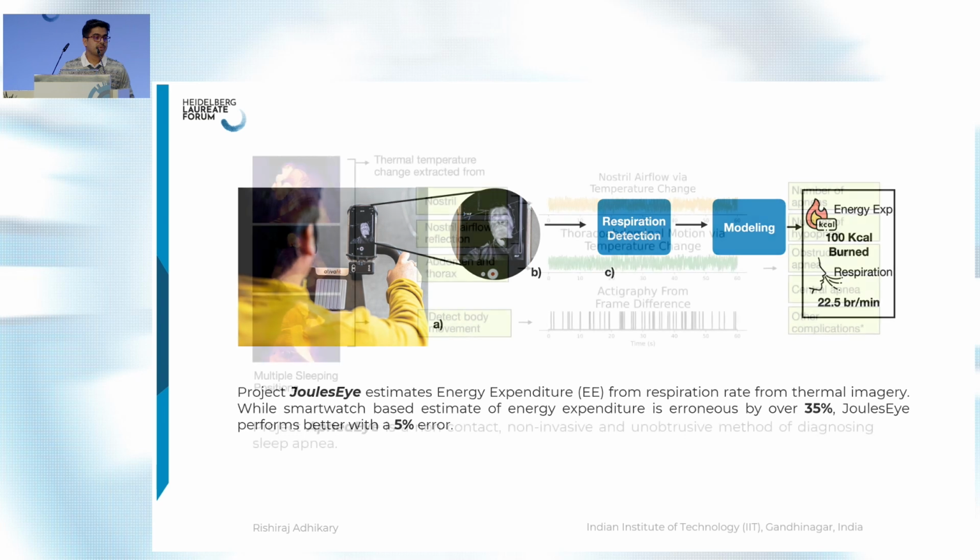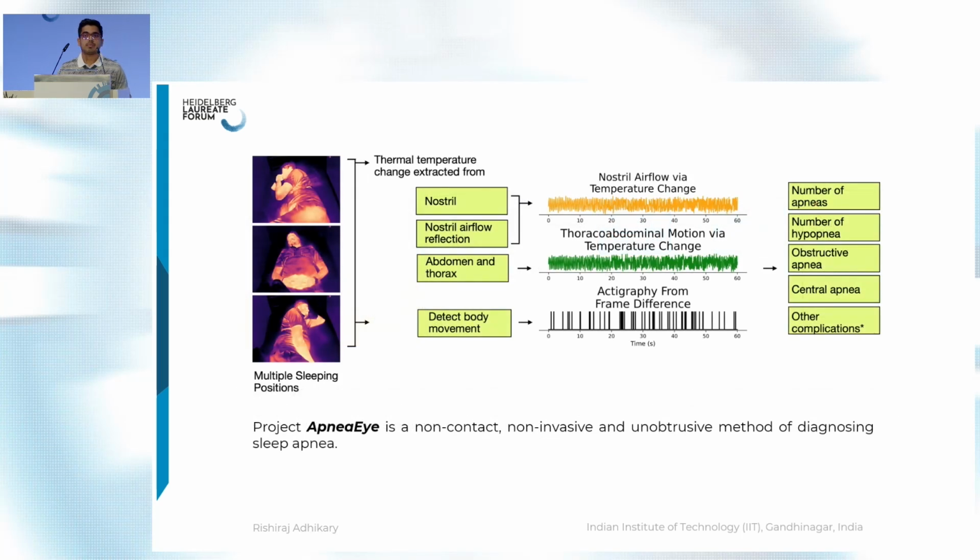Not only that, in my second project, I've extended the capability of smartwatches to now detect sleep apnea. As you can see in the figure on the left, it can sense different positions of a person sleeping. It can sense the heat around the nostrils to detect the breathing rate. It can also detect thoracic and abdominal motion. And all this multimodal information can be used to detect the number of apneas, the number of hypopneas, or the reason for sleep apnea, and even other complications like sinus blockage.